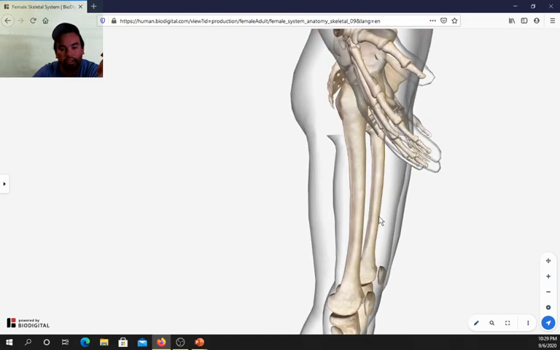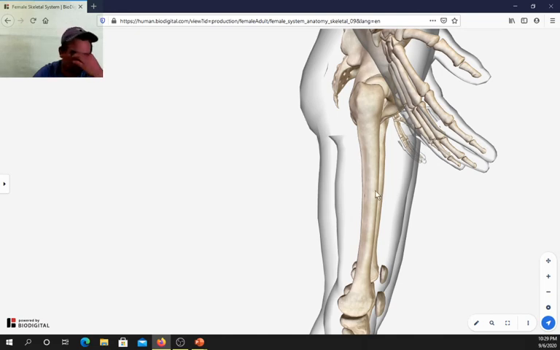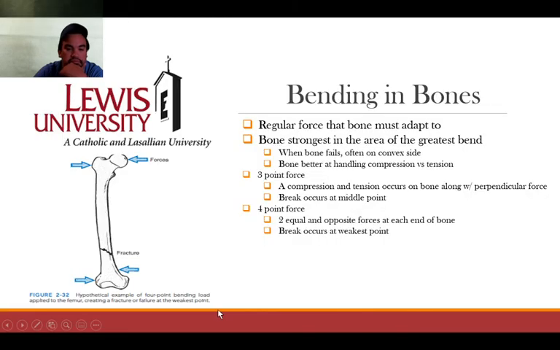So then if I cause a 3-point force, if I'm just standing, I'm applying force this way from gravity. Then I have a ground reaction force coming up this way, right, as this tibial plateau is pushing here. So then if someone comes and hits me here, right through the middle, that would be our 3-point break. And then our 4-point break is 2 equal opposite forces at each end of the bone, and the break occurs at the weakest point, which is often down at the bottom down there. So this figure 232 is our 4-point force.